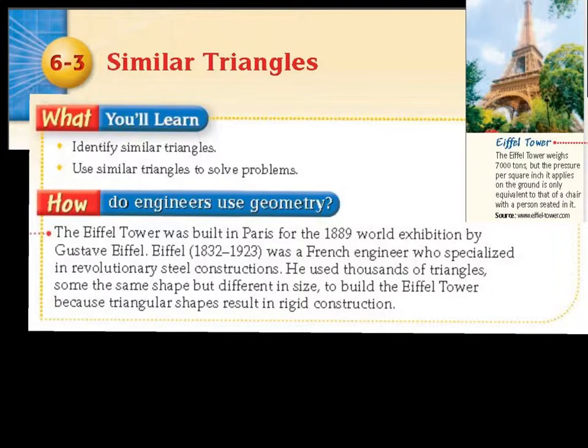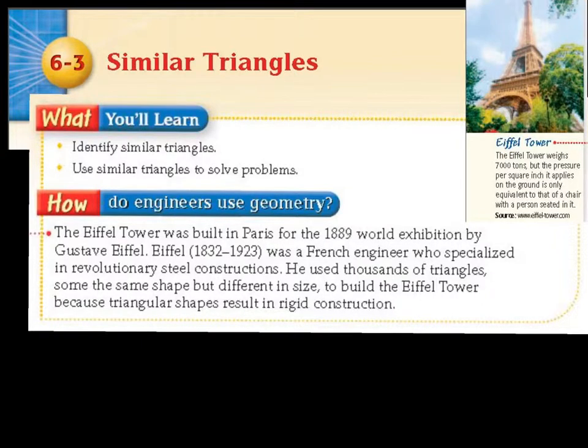The Eiffel Tower was built in Paris for the 1889 World Exhibition by Gustave Eiffel. Eiffel, who lived from 1832 to 1923, was a French engineer who specialized in revolutionary steel constructions. He used thousands of triangles, some the same shape but different in size, to build the Eiffel Tower because triangular shapes result in rigid construction.